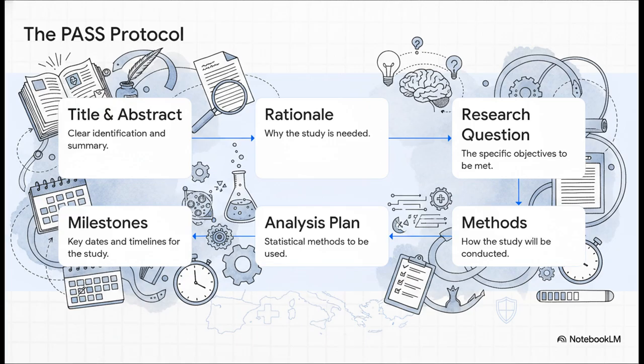It all starts with a clear title and abstract. Then comes the rationale, which explains why this study is necessary in the first place. The research question and objectives have to be crystal clear. Then you have the methods section. This is the real blueprint of the study. After that, the data analysis plan lays out exactly how the numbers will be crunched. And finally, the milestones and timelines section maps out the entire project. It's a really rigorous format that's designed to leave no room for guesswork.